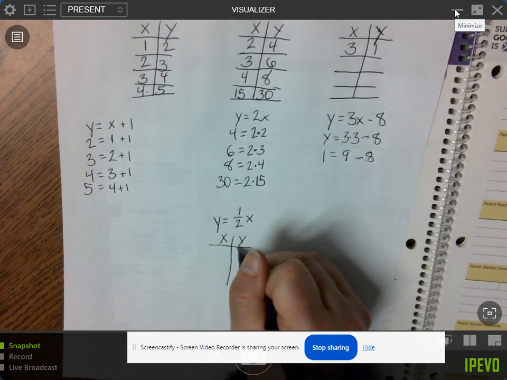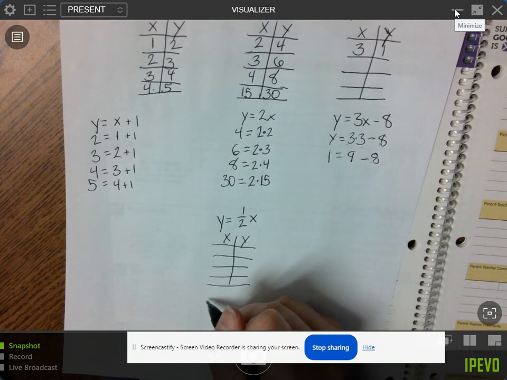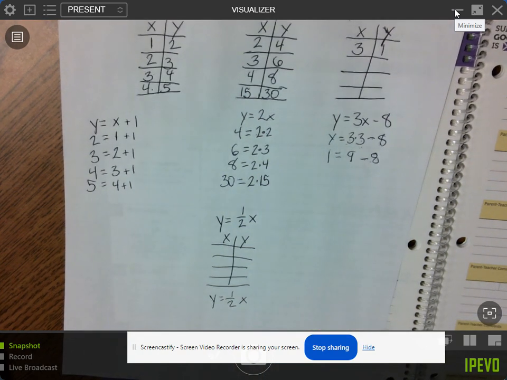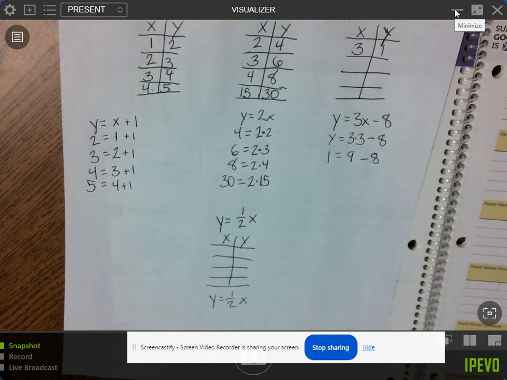I'm going to make my function table and my 4 spots. I want to choose easy numbers here for my input. What might easy numbers be if I want a half of it? Zelda, what's a half of 1? Yeah. Is it always easy to work with decimals and fractions? No, it's not the easiest. We can make this easier on ourselves.